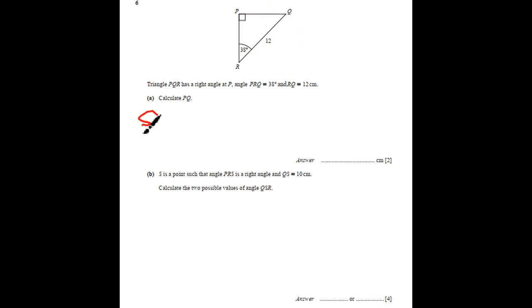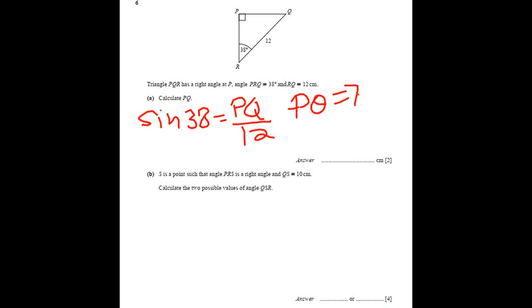That formula is sine. So I'll use sine theta. Sine 38 is equals to perpendicular, which is PQ, which we have to find, over the hypotenuse. Sine theta is equals to perpendicular over hypotenuse. Next we do 12 times sine 38, which gives us PQ is equals to 7.3879. Rounded off to 3 significant figures, the final answer is 7.39.